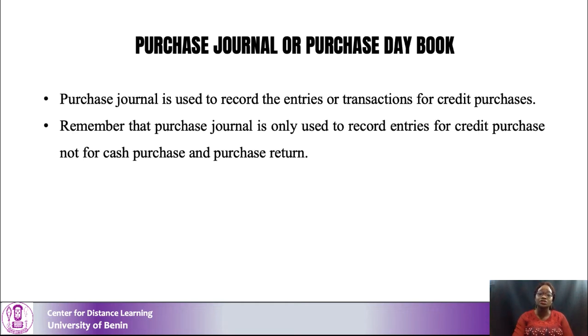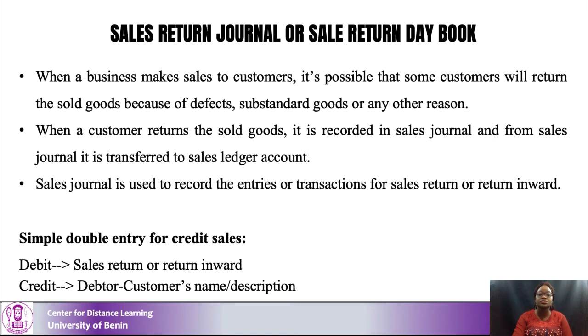Now we have the purchase journal or the purchase day book. The purchase journal is used to record the entries or transactions for credit purchases. Purchases journal is only used to record entries that are credit in nature. We do not record cash transactions in this book. So a purchase journal as well as a sales journal or sales day book is used to record credit transactions.